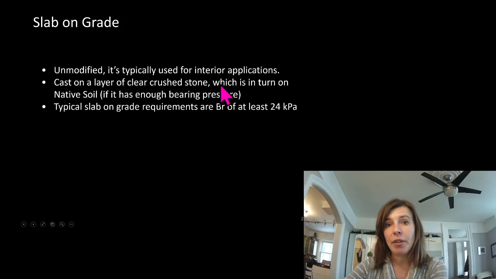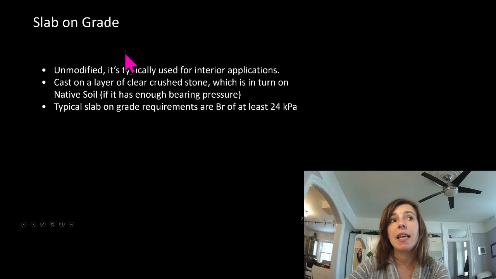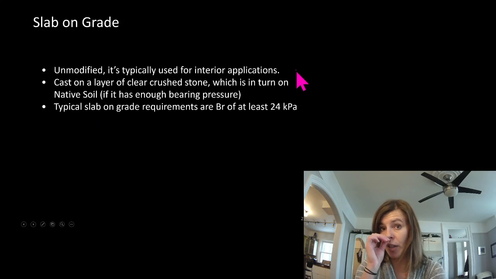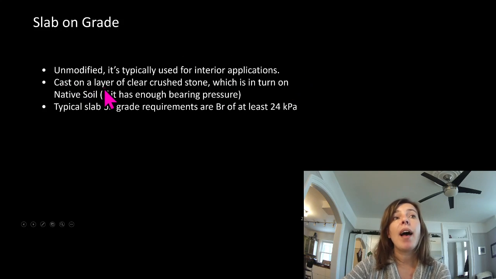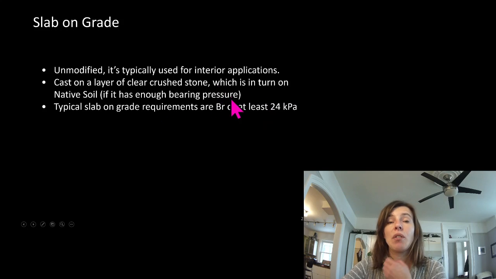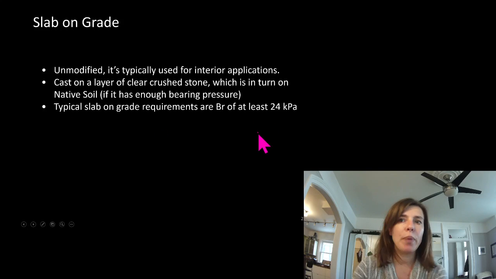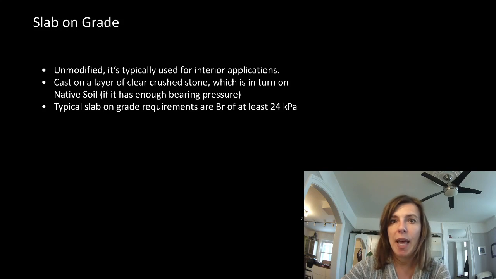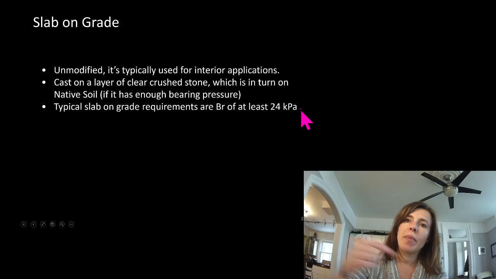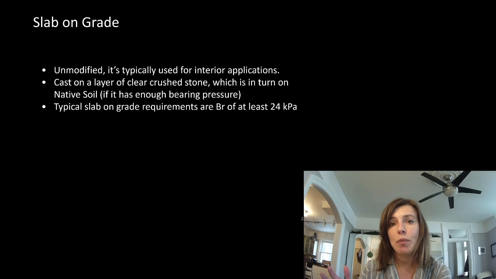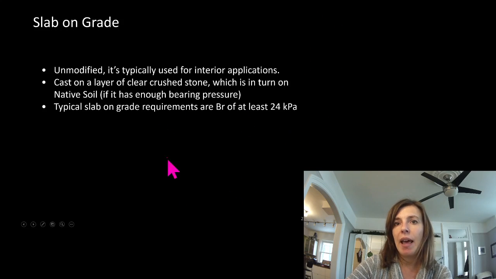It's typically used for interior applications because it is susceptible to frost, so we'd have to do something to limit its interaction with frost outside. We often cast it on a layer of clear crushed stone, which is often on native soil, if the native soil is pretty good, but it only needs 24 kPa of capacity. That is ubiquitous, that is standard for a slab on grade to have a bearing resistance of 24 kPa. So most soil, you saw from that chart that most of the soil types, assuming it's undisturbed and it doesn't have organics in it, 24 kPa is okay.